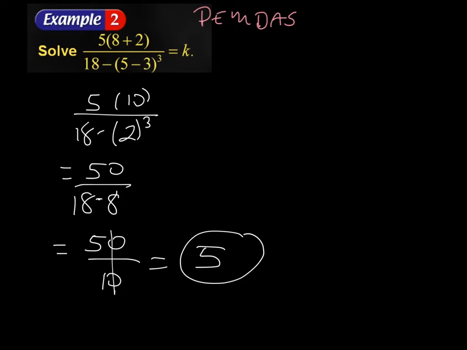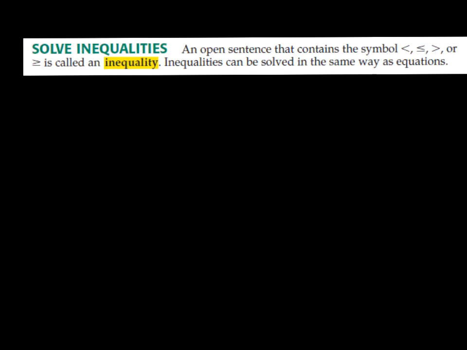So we did parentheses first, then we did our exponents. Then we took 5 times 10 as our multiply, divide, add and subtract. And the last thing we can do in our order of operations was 50 divided by 10. An open sentence that contains a symbol less than, less than or equal to, greater than, or greater than or equal to is called an inequality. Inequalities can be solved in the same way as equations.